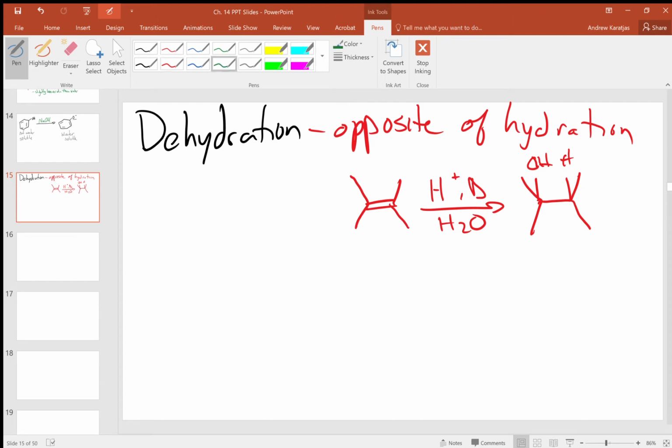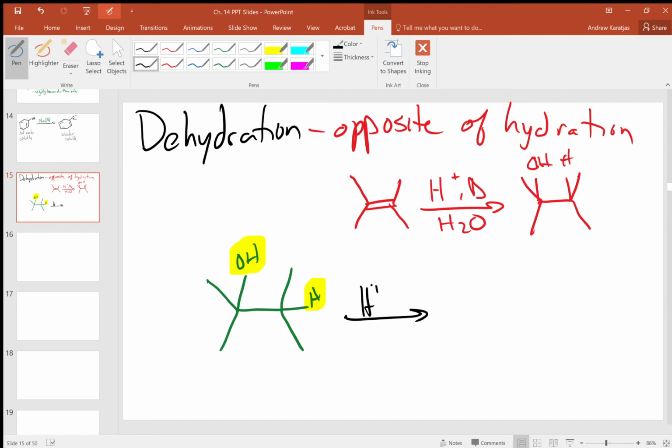So what does a dehydration do? Well, dehydration takes an alcohol and a hydrogen on the adjacent carbon, and in the presence of acid, water, and heat, gives us the alkene. So it isn't just kind of like reversing the hydration, it's the exact reverse of that reaction.